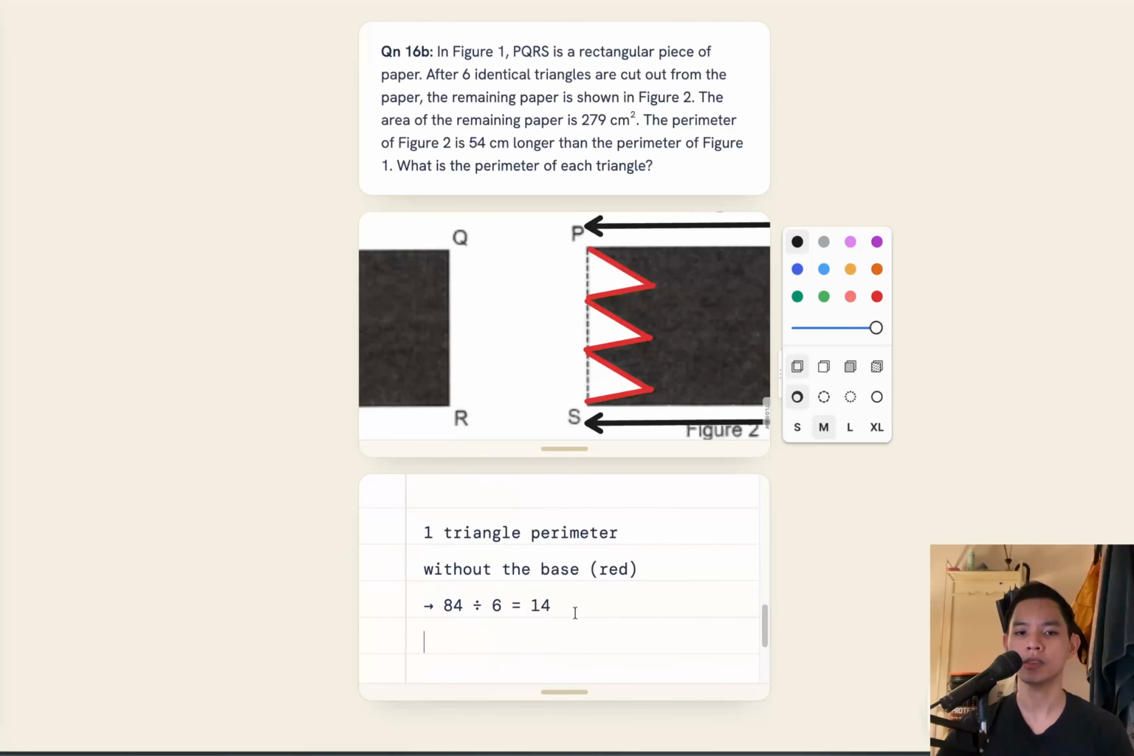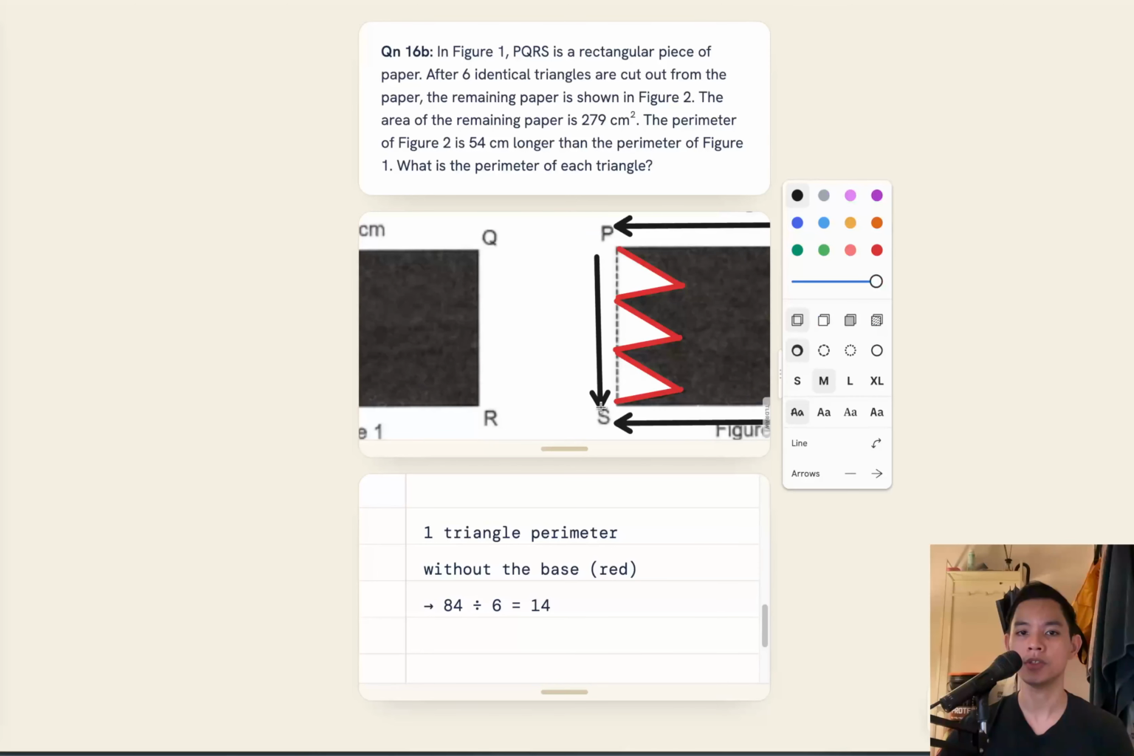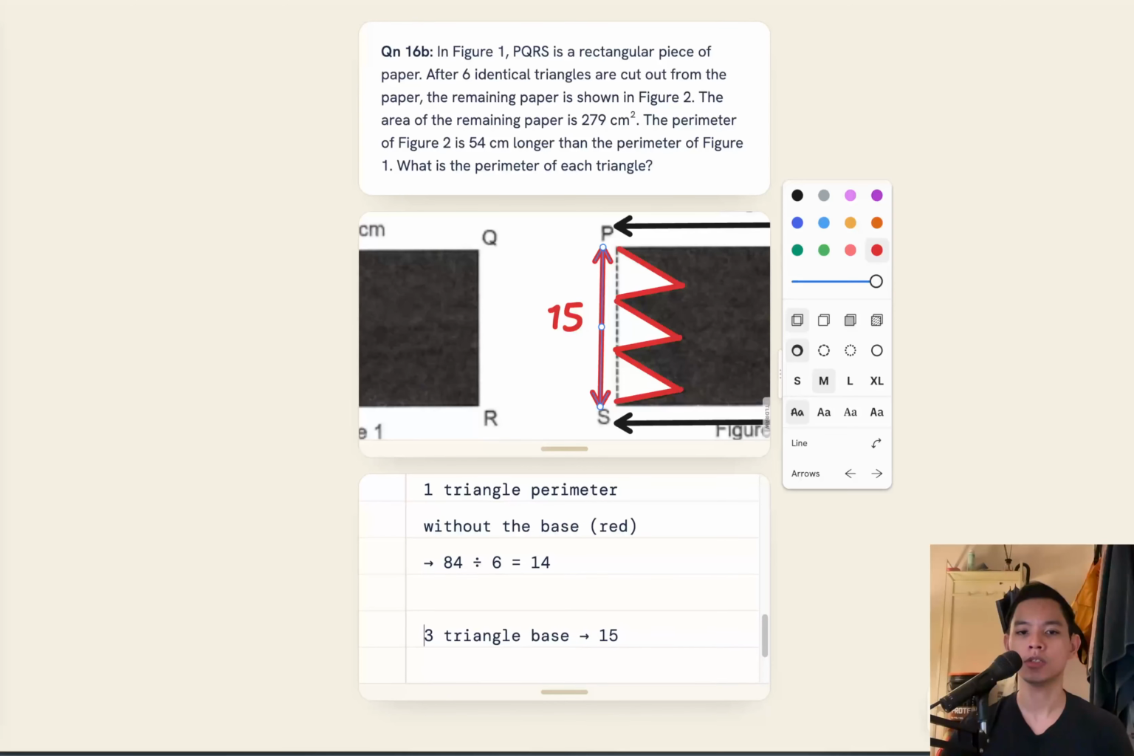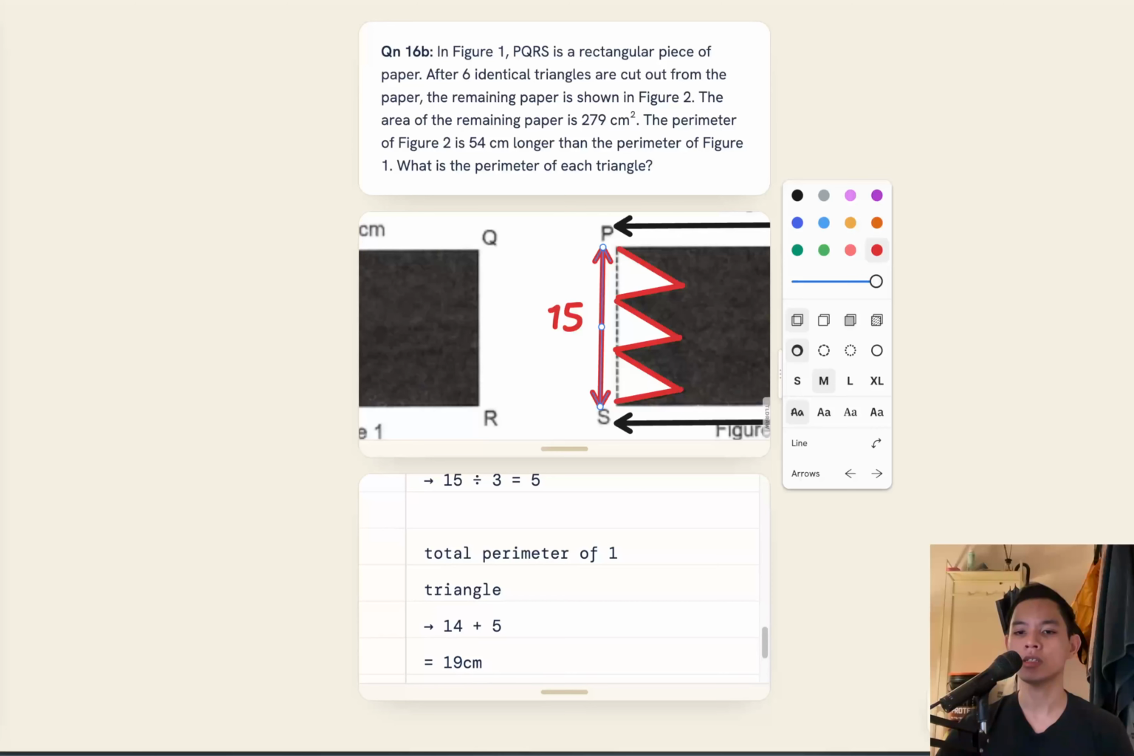So what is the base? Since we know that this is equal 15, right? So 3 triangle bases go to 15. So one triangle base is equal to 15 divided by 3. This will be 5. So total perimeter of one triangle can be equal to 14 plus 5, which is 19. So there you go. So the answer is 19.